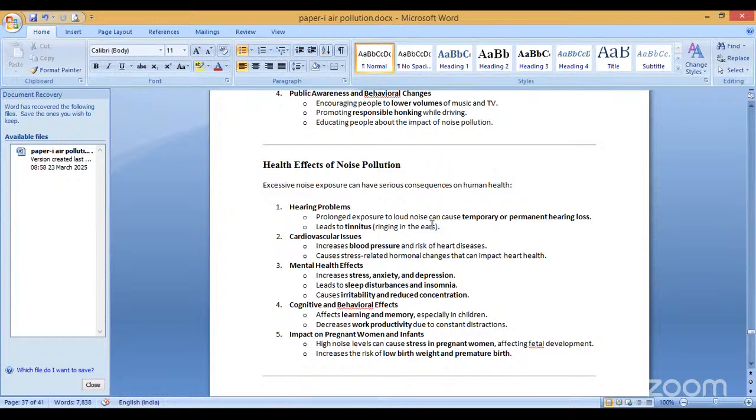It is not construction, it is constant distraction. Impact on pregnant women: in fact, high noise levels can cause stress in pregnant women, affecting fetal development and increasing the risk of low birth weight and premature birth. These are all the health effects of noise pollution.